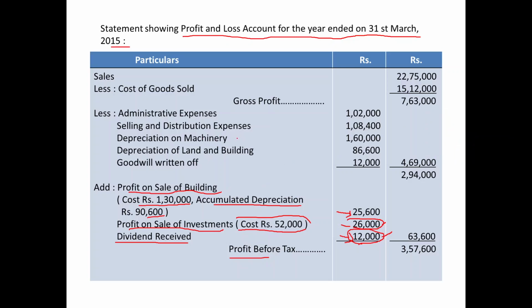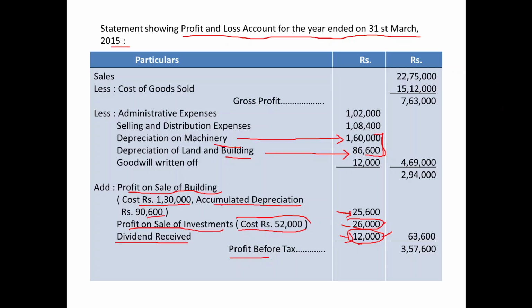Going in reverse. Depreciation on machinery 1,60,000. Depreciation of land and building 86,600. Total of these two, 1,60,000 and 86,600, would be the 2,46,600 that we decided in the depreciation fund account. It gets tallied with this profit and loss account. Over here also depreciation has been debited on machinery and on land and building, 1,60,000 and 86,600. If we total both, it will be 2,46,600. Depreciation for the current year, profit and loss account debited to depreciation fund account credited. So it gets confirmed.